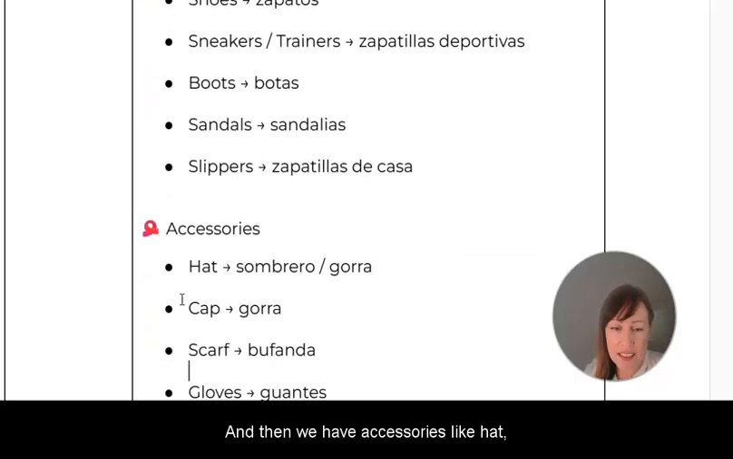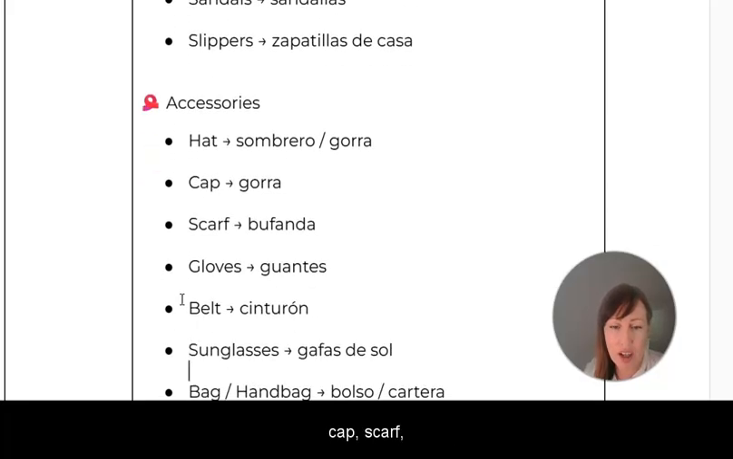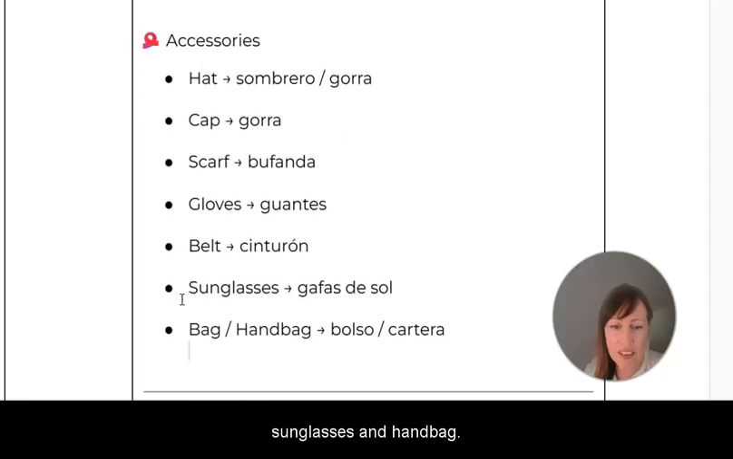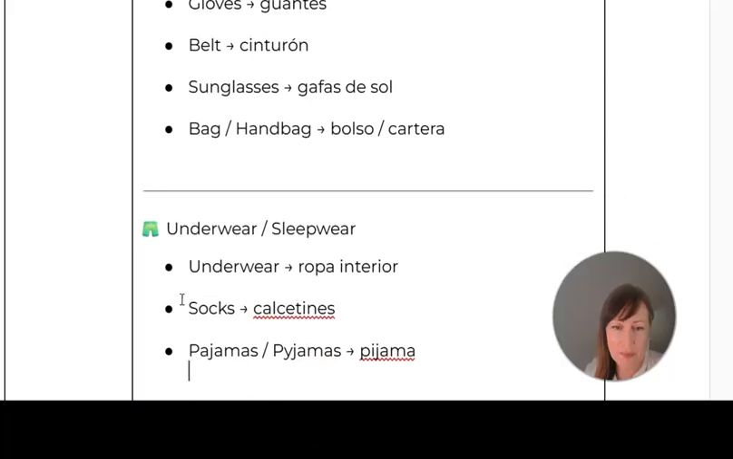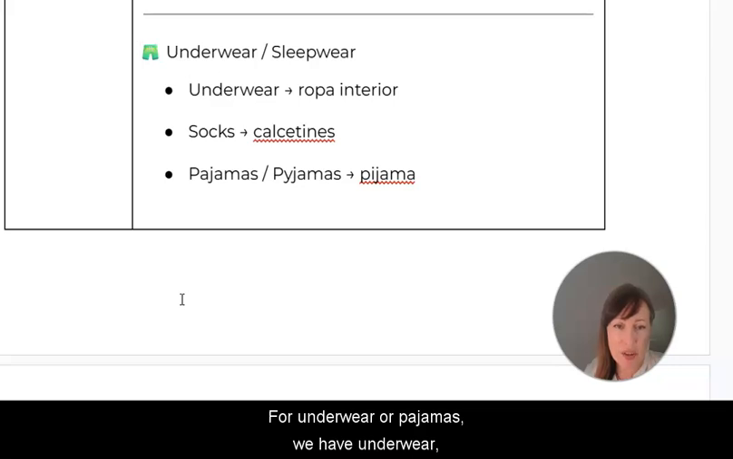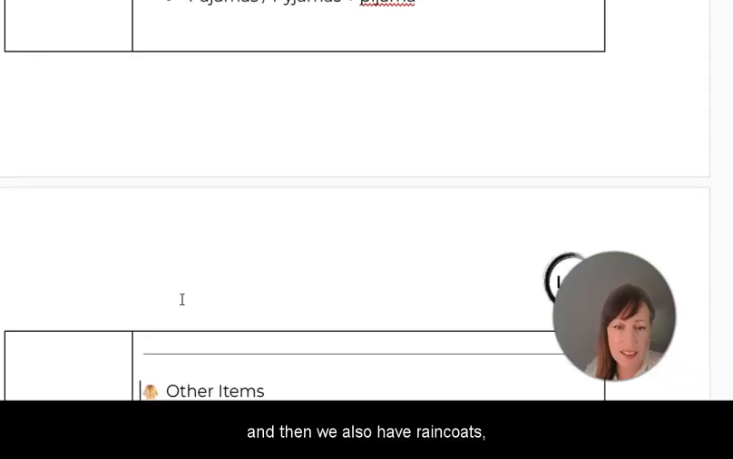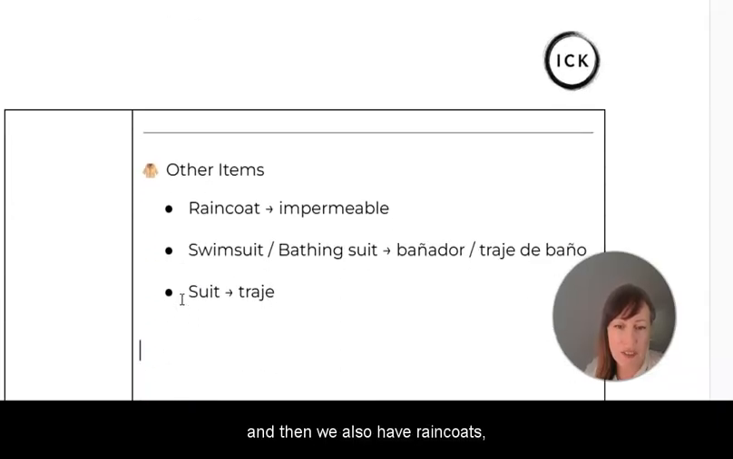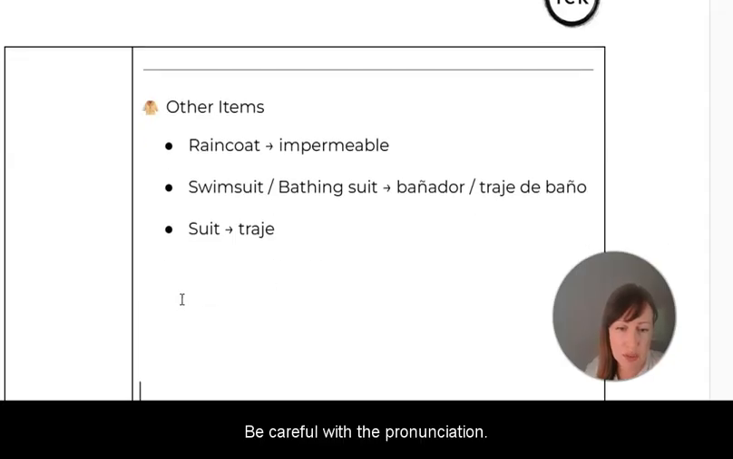And then we have accessories like hat, cap, scarf, gloves, belt, sunglasses, and handbag. For underwear or pajamas, we have underwear, socks, pajamas, and then we also have raincoats, swimsuit, or suit. A traje is a suit. Suit, no, suit. Be careful with the pronunciation.